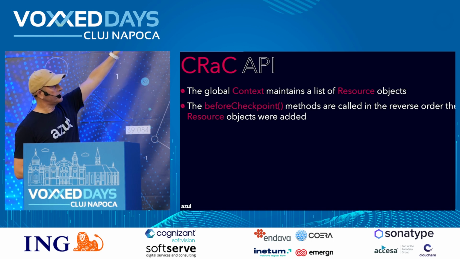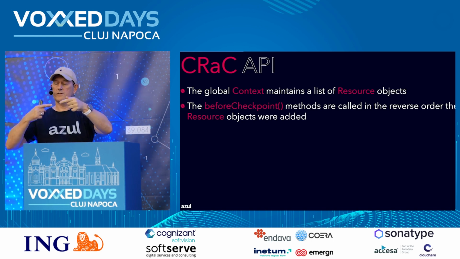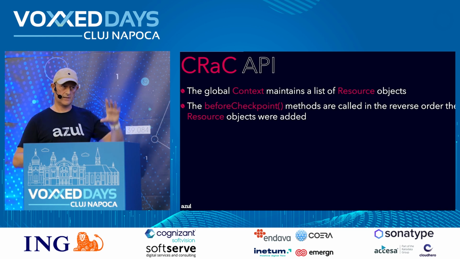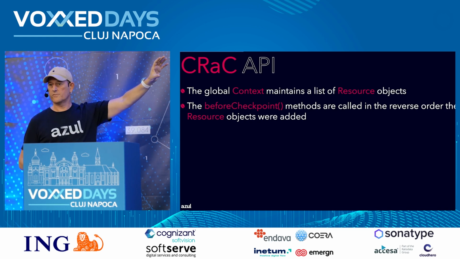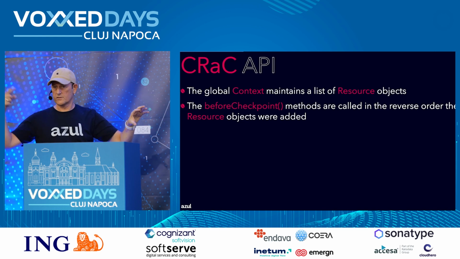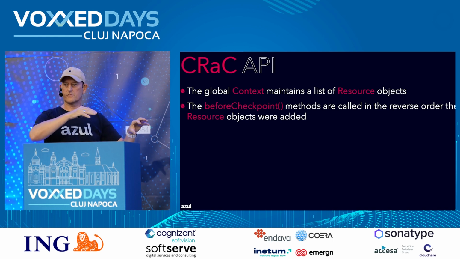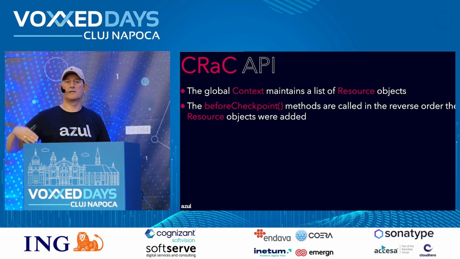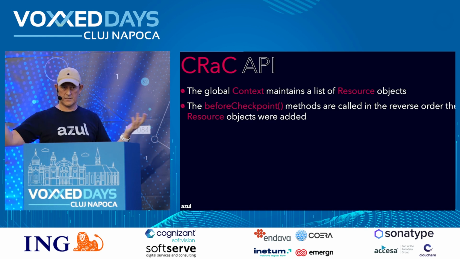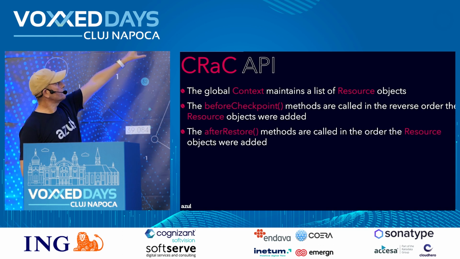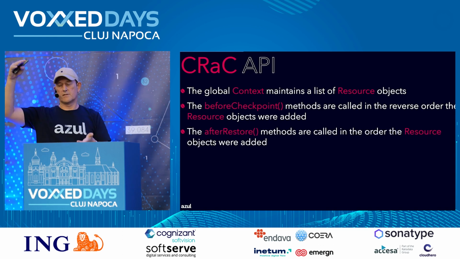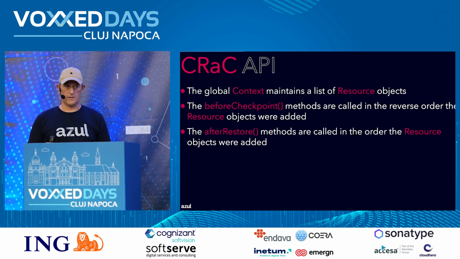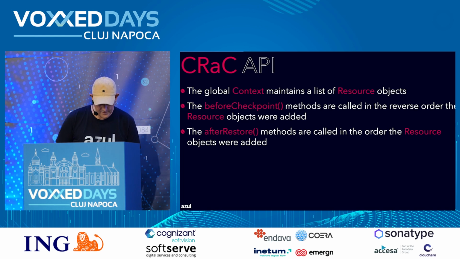That means if you call beforeCheckpoint, the context will call them in the reverse order. So let's say we have the database connection first, and then we have the other resource that uses the database connection. If we create a checkpoint, first we close the resource where we use the database, and the last one will be the database, which makes sense. And if we do a restore, afterRestore, then we do it in the same order in which you registered them, to make sure everything is in the same condition as it was after startup. So that's the main idea.